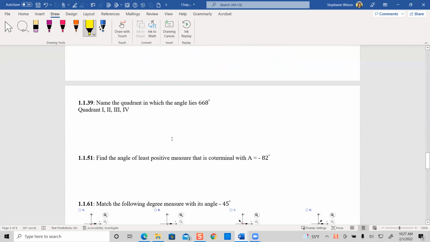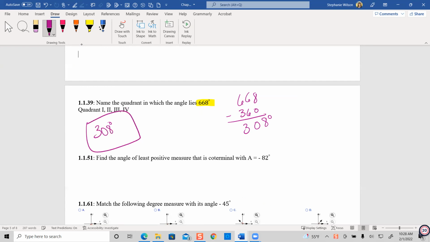Let's move on. It says name the quadrant in which the angle lies. All right, this one's just a little bit easier. So we're looking at our unit circle, and we want to see where 668 degrees actually lies on there. Well, to make a complete circle, we know that we go 360 degrees. When I subtract these two, I get 308 degrees. So we know that it's going to fall wherever 308 degrees is, which is actually in quadrant 4.